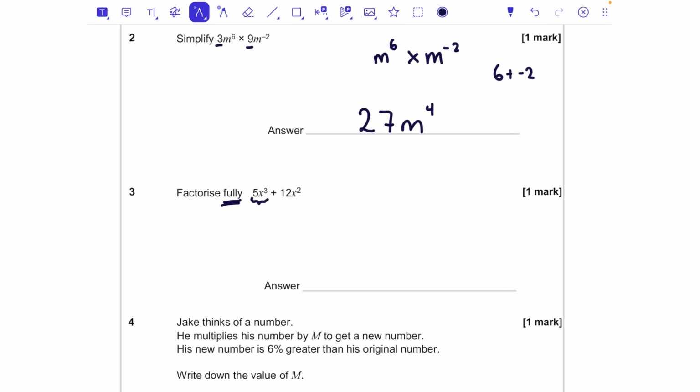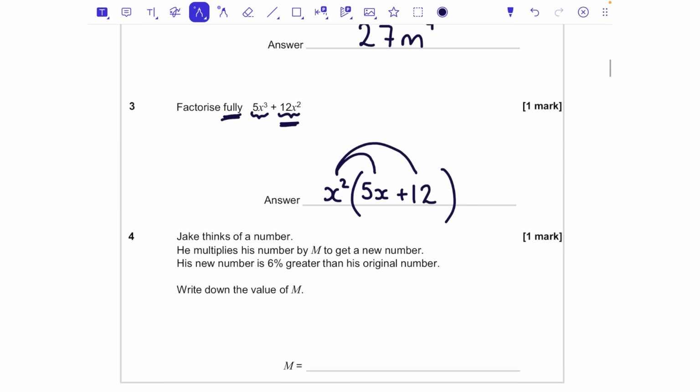So we can take that outside and we would be left with 5x here. X squared times 5x is 5x cubed. And then add 12, but we don't need any more x's because x squared times 12 would give us the 12x squared that we wanted.